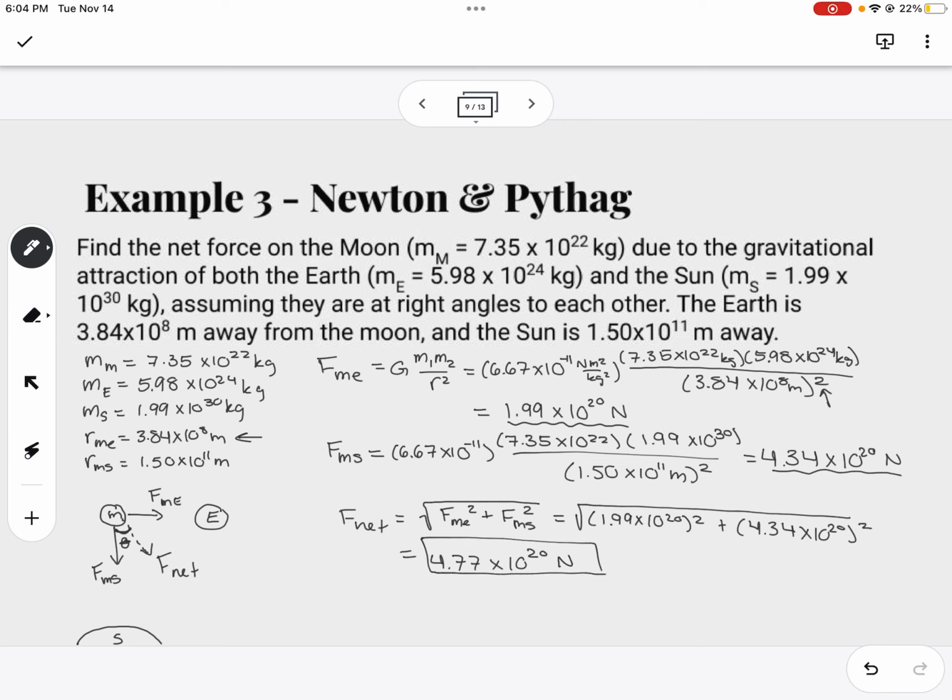That's your net force. And then based on our diagram over here, I'm going to use inverse tangent of FME over FMS, once again based on that diagram that I gave you. So inverse tangent of 1.99 times 10 to the 20th over 4.34 times 10 to the 20th. Because they're both 10 to the 20th, officially you could just drop those. Those would cancel out: 1.99 over 4.34. You can plug it into your calculator either way, and you should get about 24.6 degrees, or you could say 25 degrees. Okay? So that's how you could combine all of this stuff together.